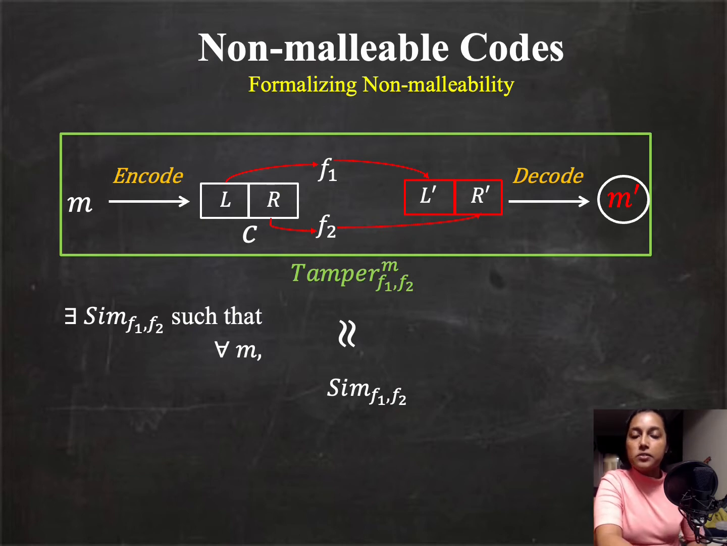So why does this definition capture independence? What I'm saying is that while the actual tamper random variable depends on the choice of the message, of course, I can actually simulate it using a statistically close distribution which only depends on the function choice and not on the message, and hence is actually independent of the message M. So this is the kind of non-malleability guarantee that we seek from the NMCs.